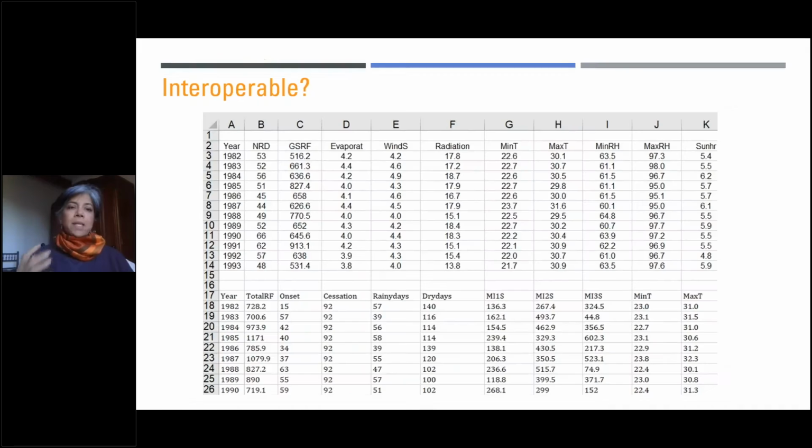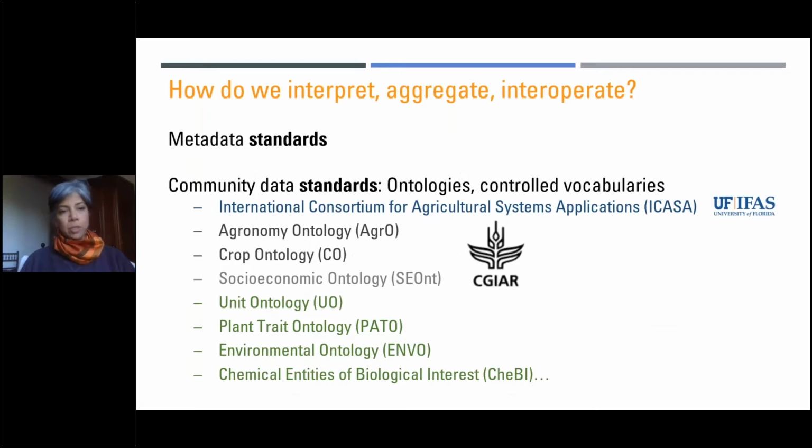The question is, was that data interoperable? And the answer is no, largely it was not. They were able to find it, they were able to access it, they were able to reuse it, but with some pain, because they had to do quite a bit to make it interoperable. So the question is, how do we make agricultural data more interoperable? How do we enable the interpretation, aggregation, et cetera?